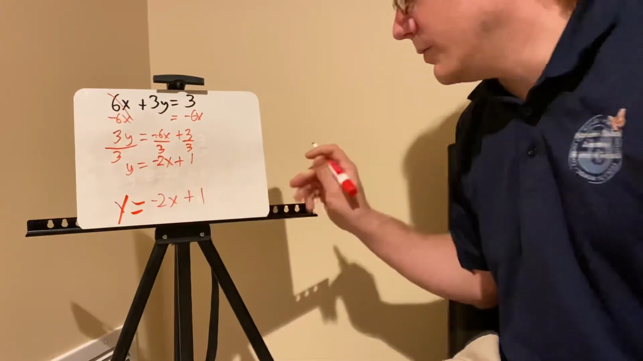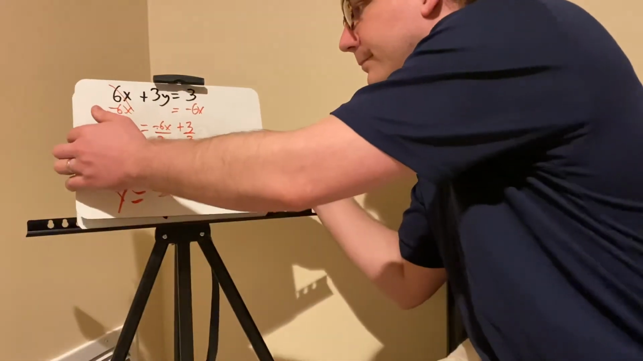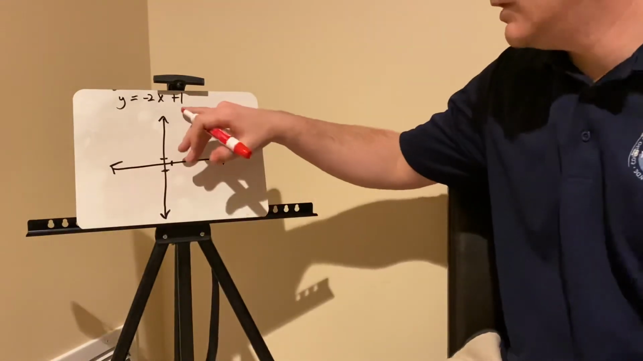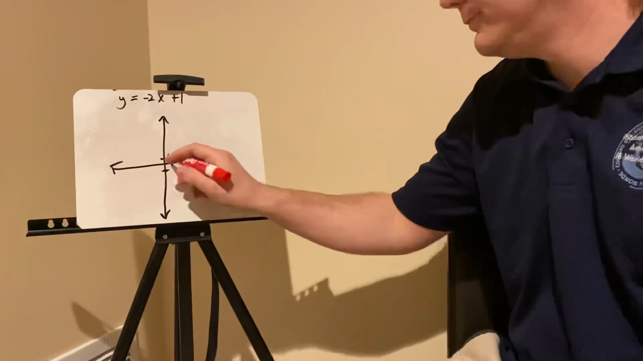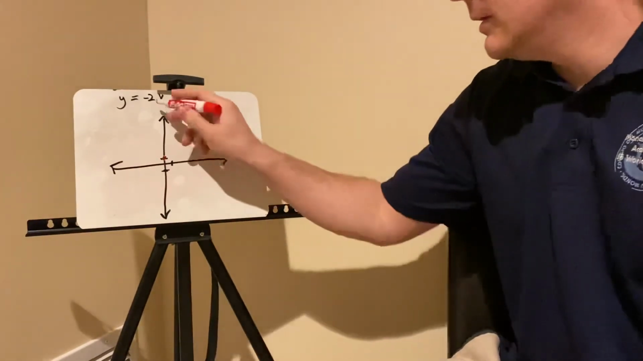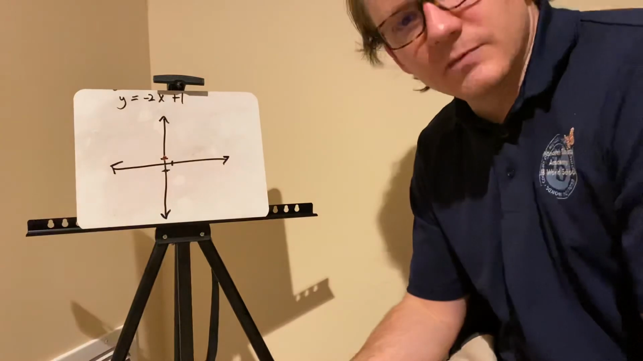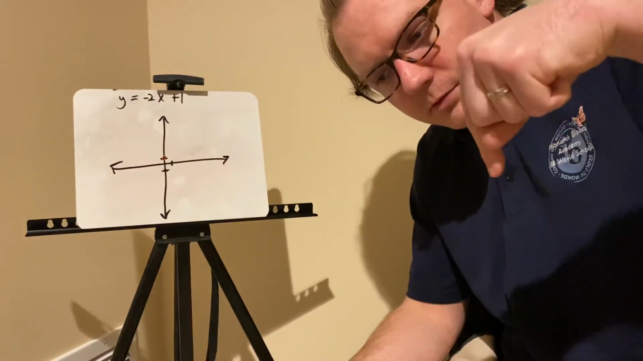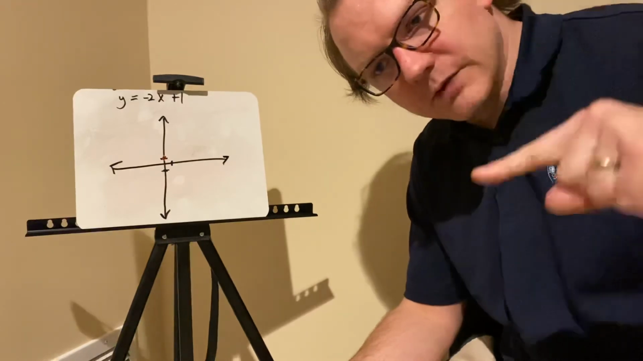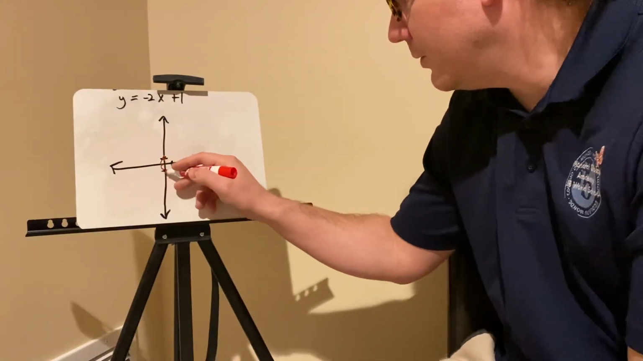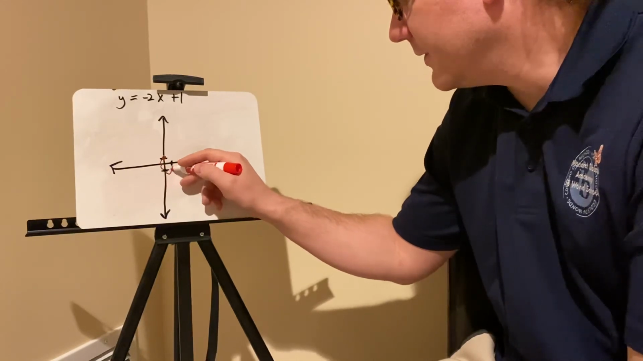Now from here, we can easily graph it. So how do I graph this? The y-intercept is 1. So I put that point. The slope is negative 2. That means my rise is negative 2, so I go down 2. And my run is 1, so I go over 1. So I go down 2, over 1. And I put my second point.